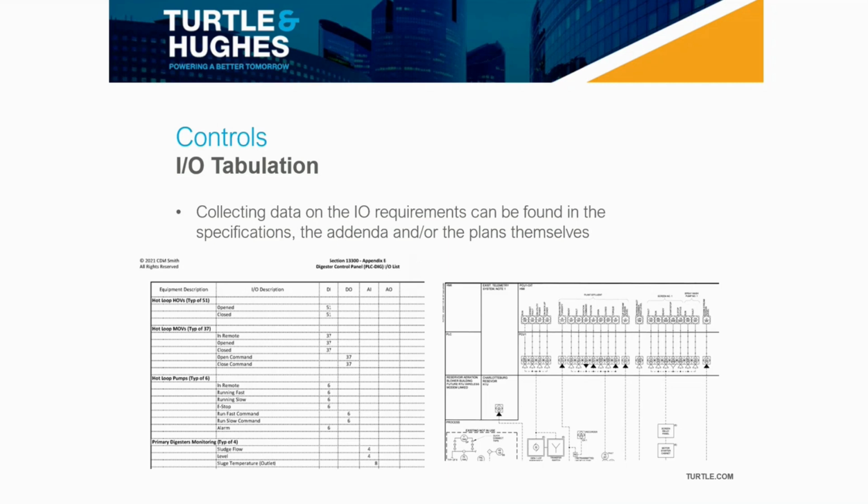One of the key areas when I'm trying to go through a specification is the I/O. I need to know certain things when I'm working on a project, and the I/O is a key part of that. So I need to know things like what type of I/O, what's the quantity of that I/O, and what's the distribution? Where is it found?